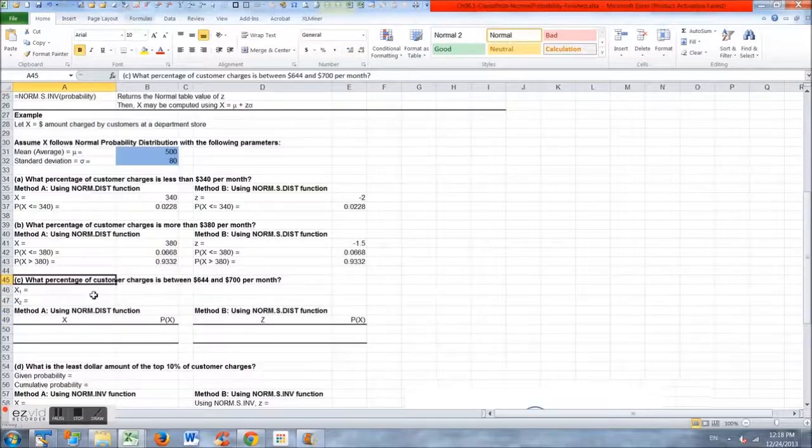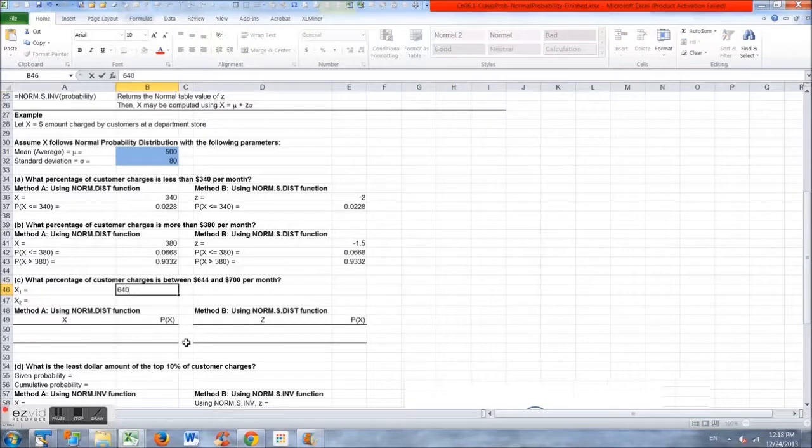Now let's look at C. Here it is a combination of A and B. We want the probability between 640 and 700. So we have two x values of 640 and 700. We can use these two x values, 640 and 700.